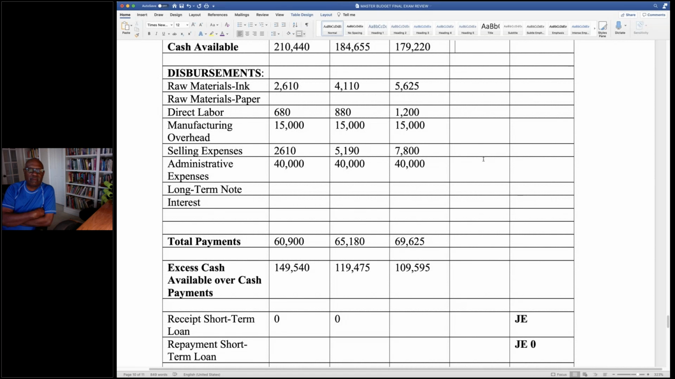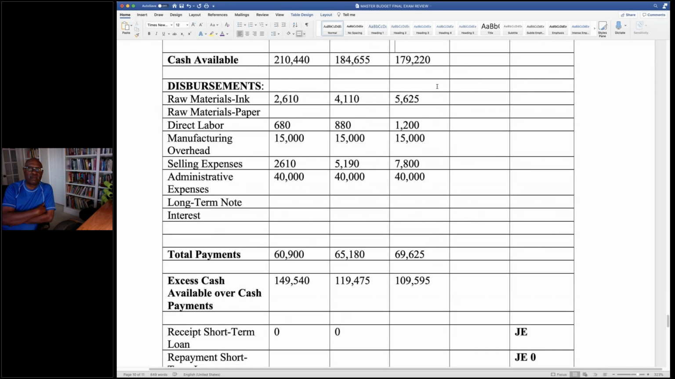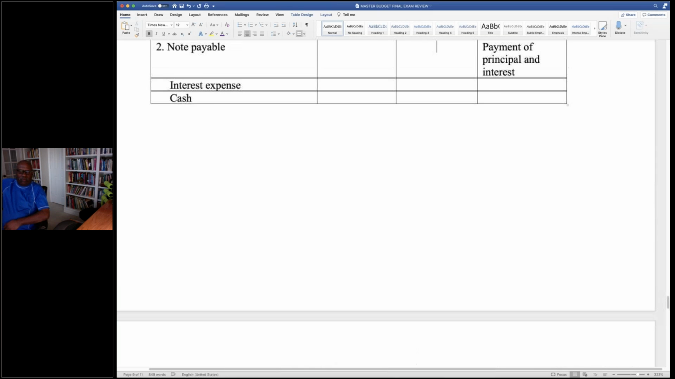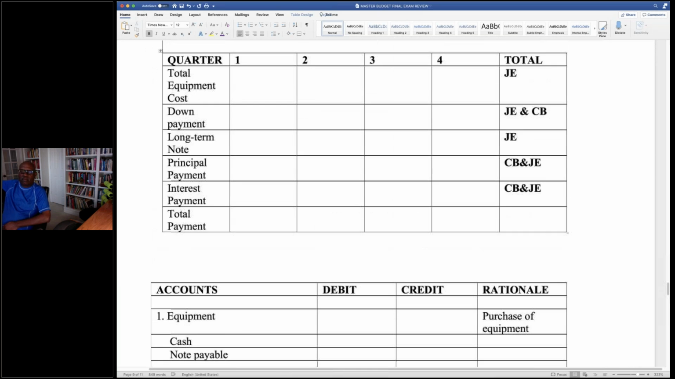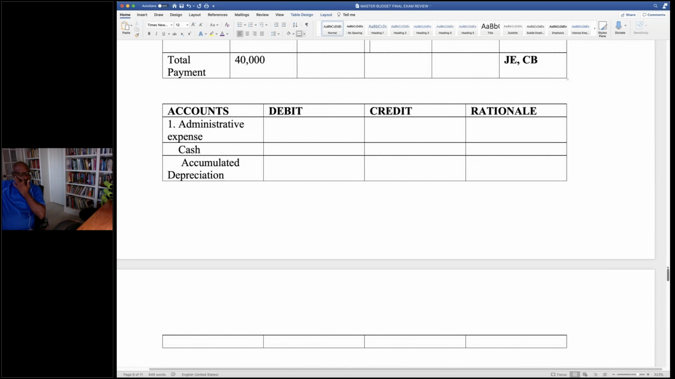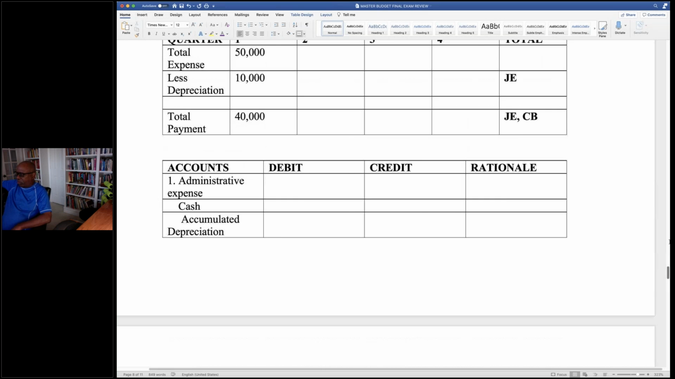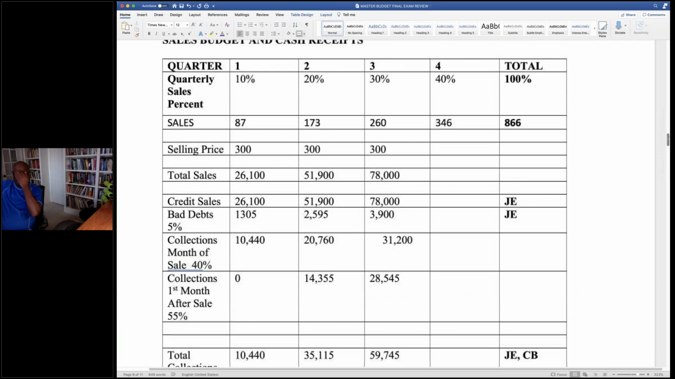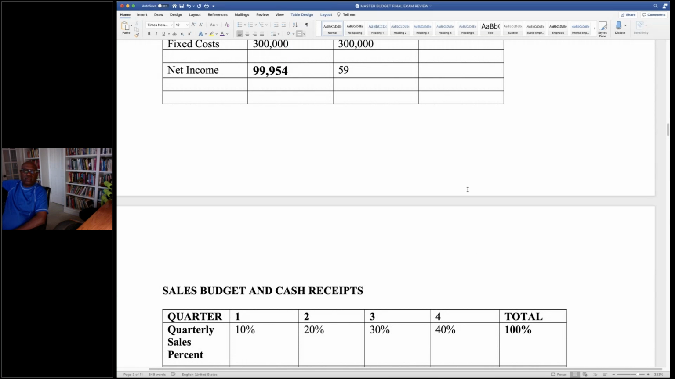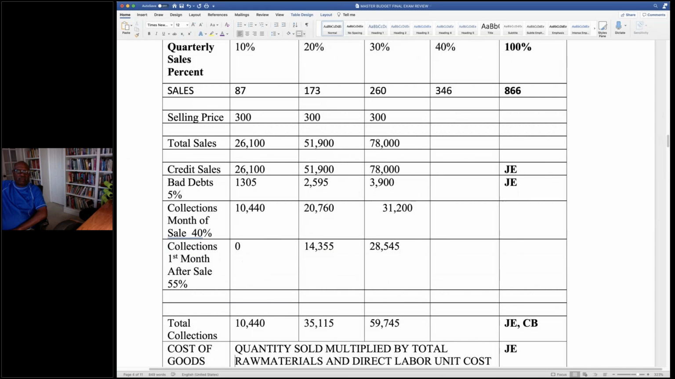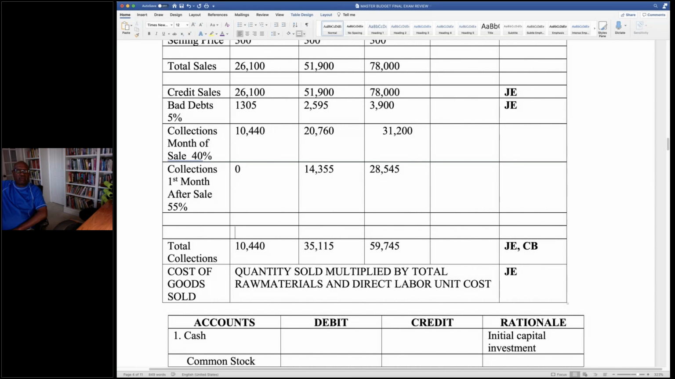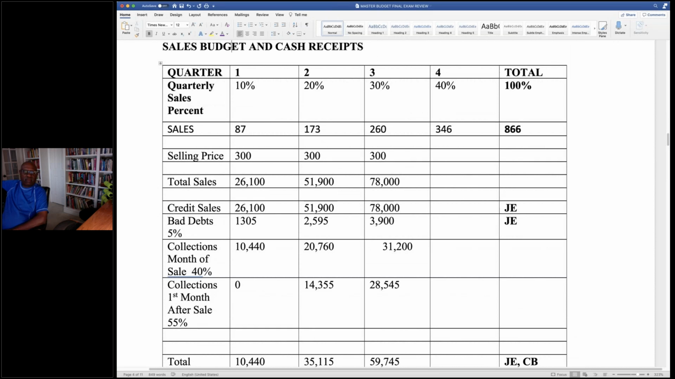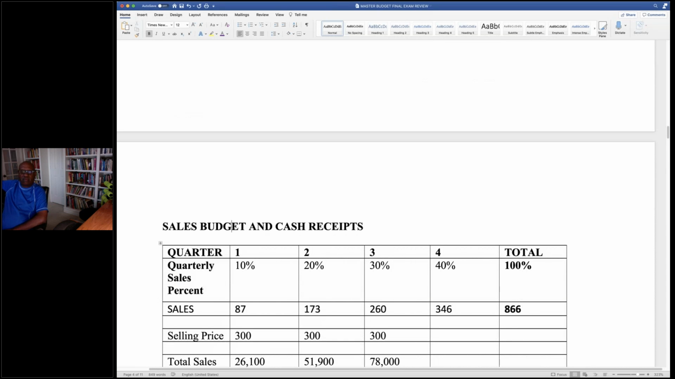We have to go to the sales budget and cash receipt. So we did 40% of 866, and that gave us 346. And then our selling price is 300.